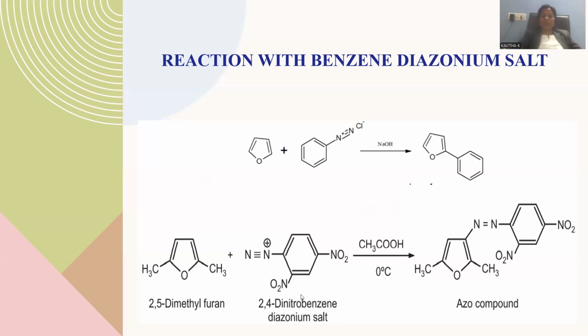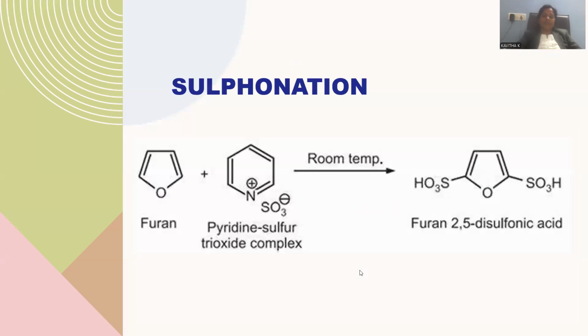A diazonium salt only, but that diazonium salt is having the substitutions at position 2 and 4. The dinitro diazonium salt is going to work upon this dialkyl furan, that is able to retain this diazo compound within, and able to generate the azo compound. The azo coupled compound will be generated, right? This azo coupled product will be a coloring agent.